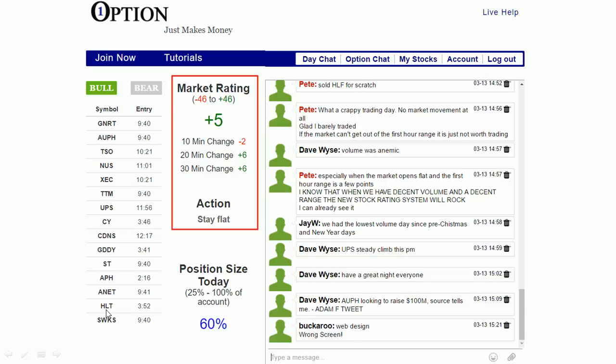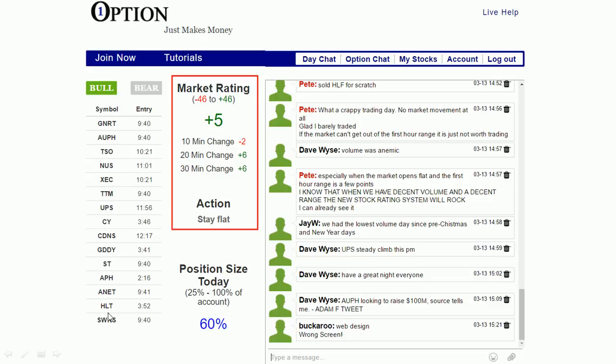And then the best stocks, the ones with the highest current stock rating, the top 15, are going to be shown right in the chat room. So this is what you should be focusing on. And then you can see the entry times here as well. If you click on the symbol, it'll pop up a real-time chart and it'll overlay over the chat room. Click it again and it'll disappear and you can move on to the next symbol.